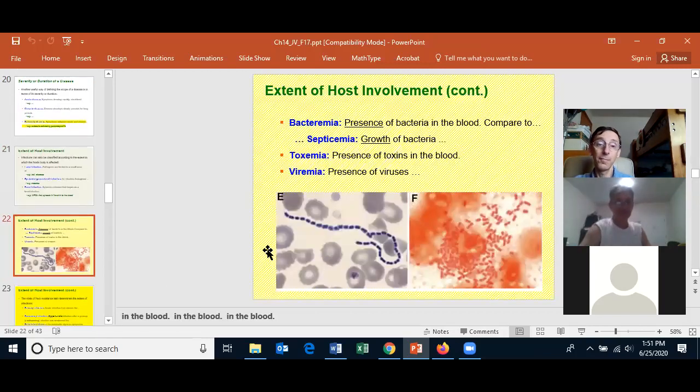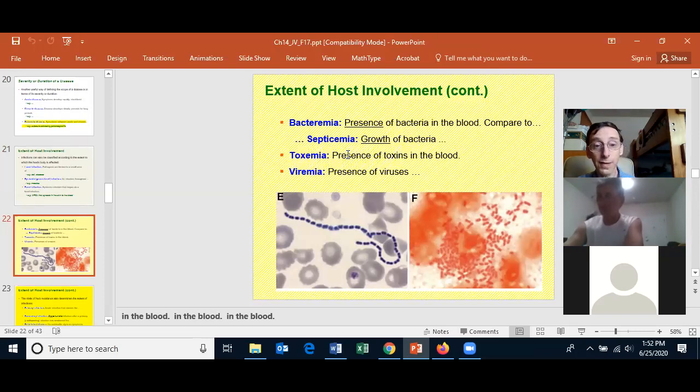We talked about bacteria getting into the blood. There were two terms to cover that. Bacteremia is the presence of bacteria in the blood. Septicemia is the growth of bacteria in the blood. That's slightly different. In both cases, you have bacteremia, but if the bacteria are actually growing in the blood, then it's septicemia.